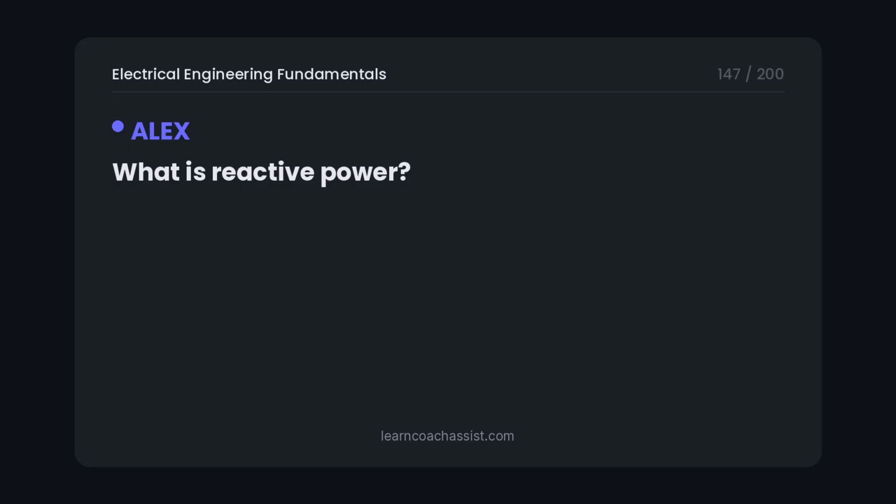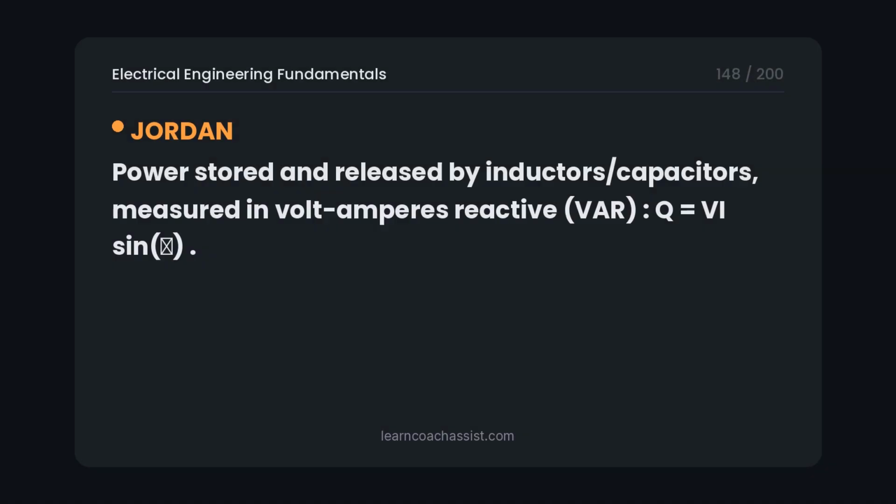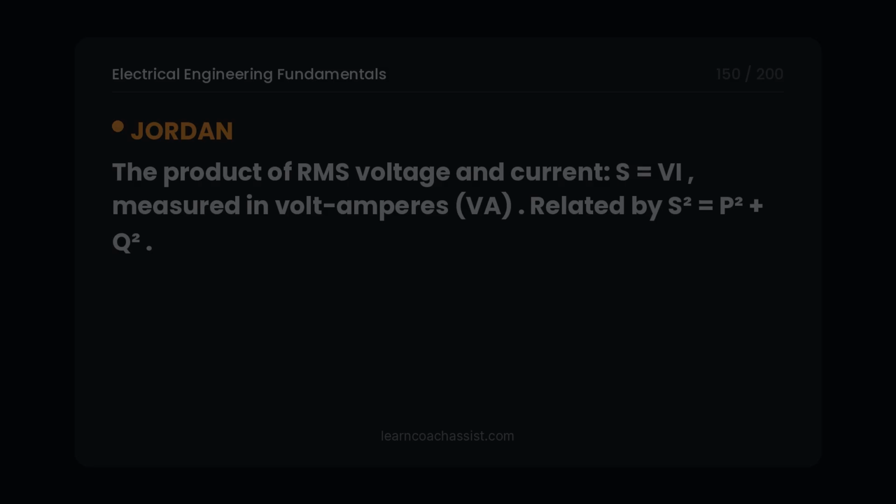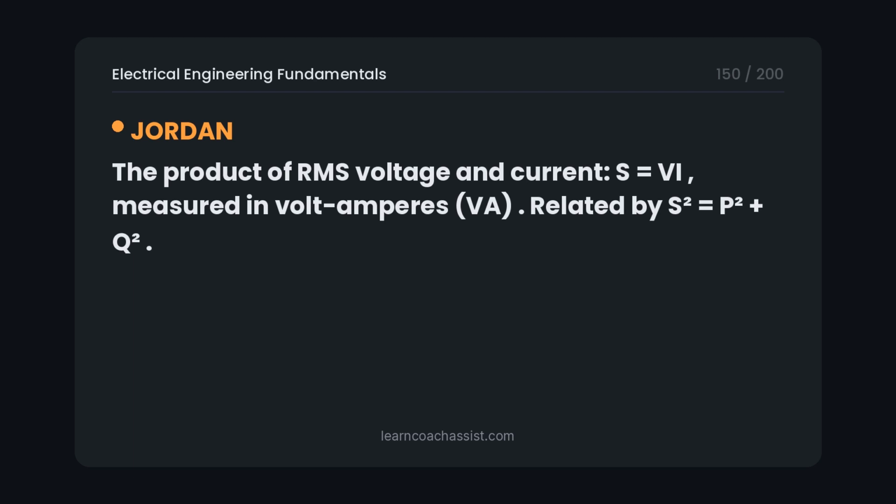What is reactive power? Power stored and released by inductors and capacitors, measured in volt-amperes reactive, var. Q equals VI sin theta. What is apparent power? The product of RMS voltage and current, S equals VI, measured in volt-amperes, VA. They are related by S squared equals P squared plus Q squared.